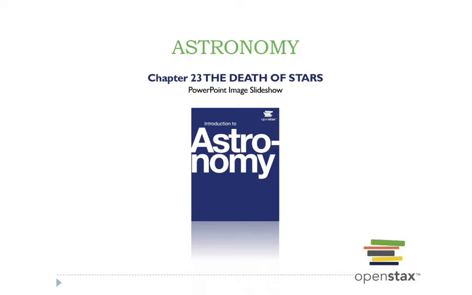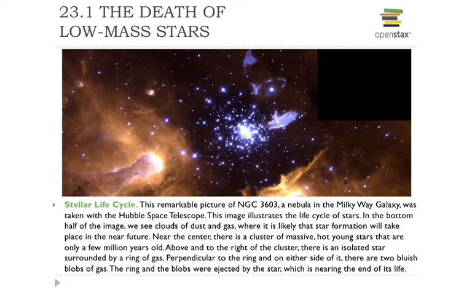We'll be looking at chapter 23, the death of stars, and we'll look at both low mass and high mass stars. So we'll start off with the death of low mass stars, and we talked about how it moves throughout the HR diagram, leaving behind a planetary nebula and then into a white dwarf. And so we'll talk a little bit more about what that corpse of a white dwarf actually is.